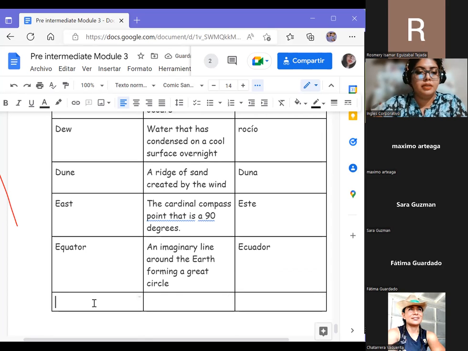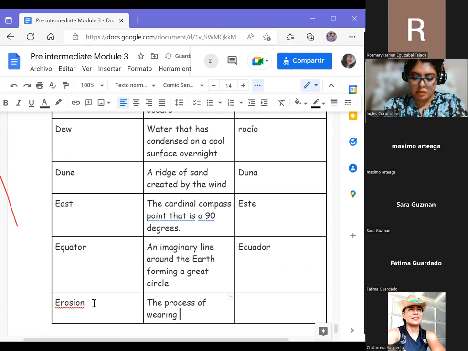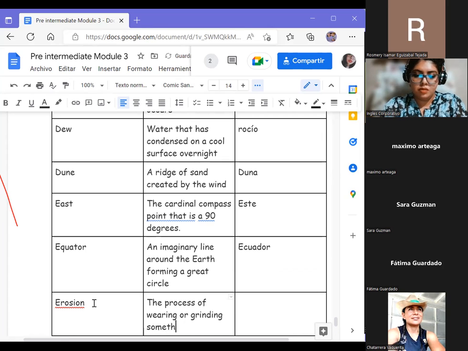Then we have erosion. That means the process of wearing something down. And in this case, we know that this word in Spanish is erosión.